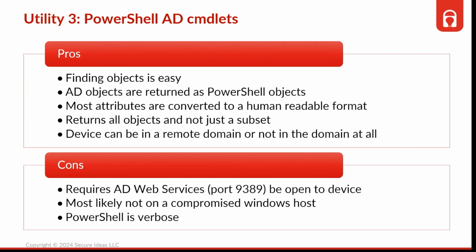Pros, finding objects is very easy. You get to see them, right, and you're doing it visually. So finding objects is easy because the PowerShell commandlets return that data for you. It's already filtered in many cases. I only care about groups. I only care about users. I only care about computers, whatever it might be. It makes it very easy to find them.